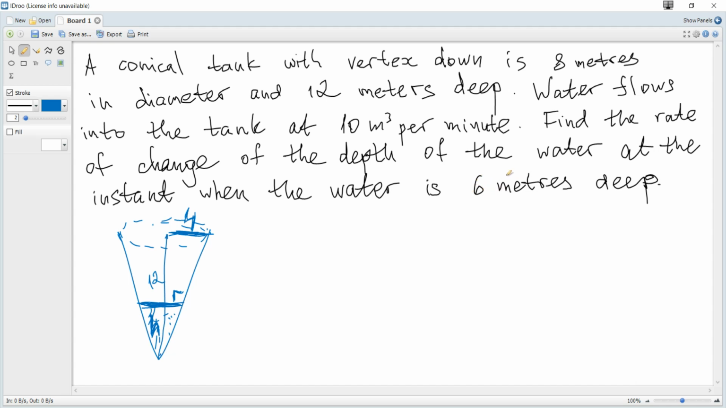And what do we need? We need rate of change of the depth, so we need dh over dt. Rate of change is with respect to time, how quickly does depth change.